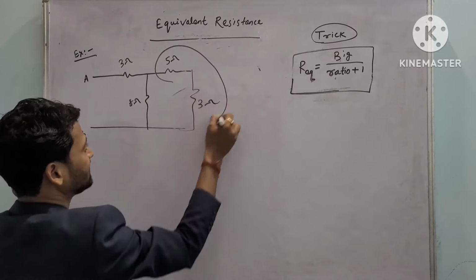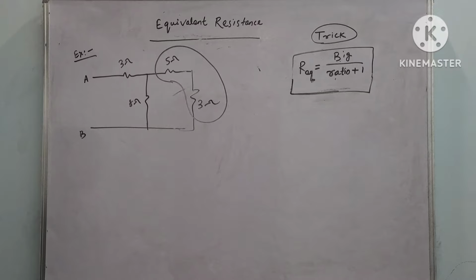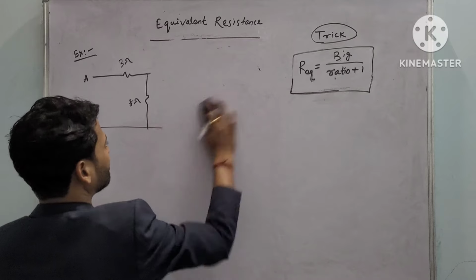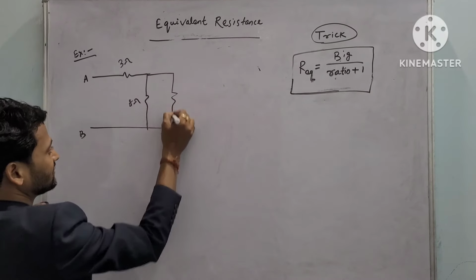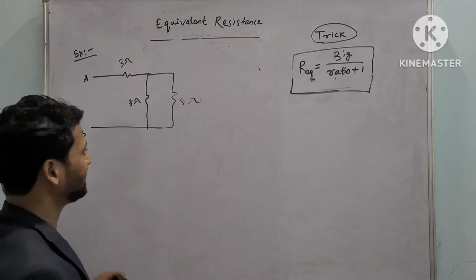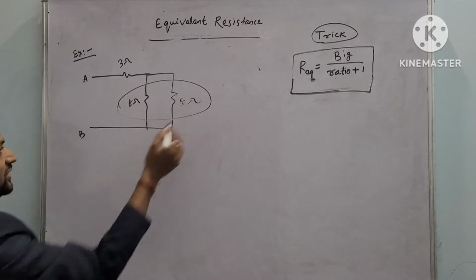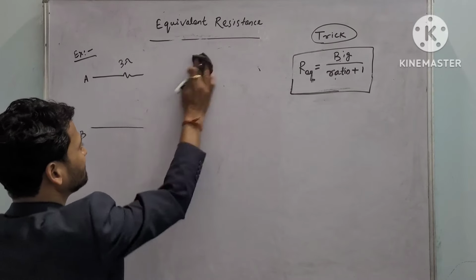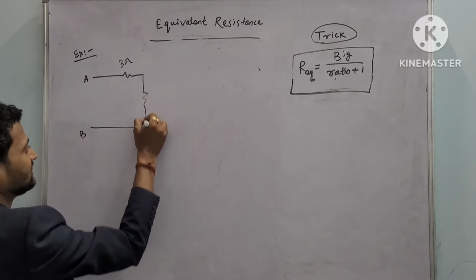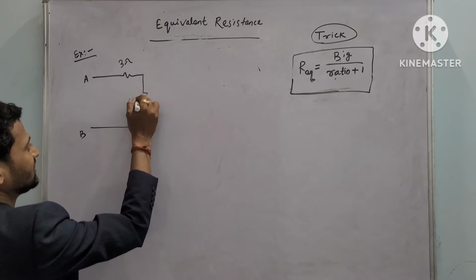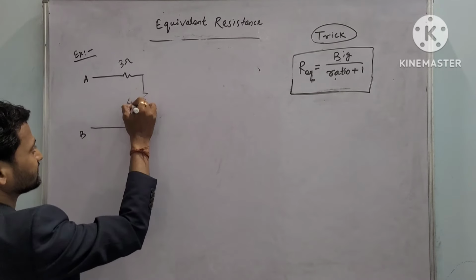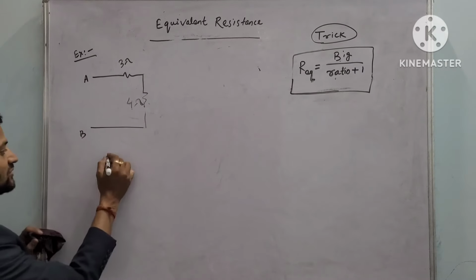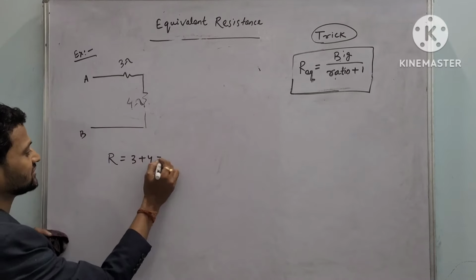So now this 5 and 3 both are in series. If both are in series, what will be your answer? 8. So I can replace this part as 8 ohm resistors. So now 8 and 8 both are in parallel. So what is the answer? Half of that, just 8 by 2, that is 4. So I can give a 4 ohm resistor here. Okay. Now 3 and 4 both are in series. So what is your answer? 3 plus 4 is 7.